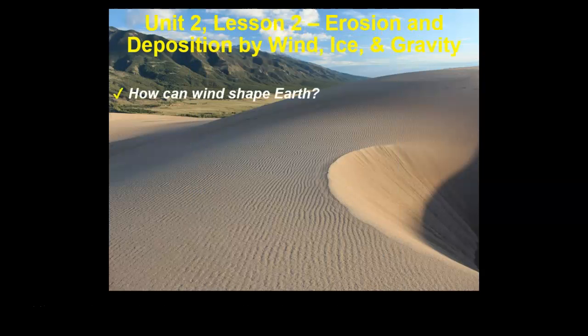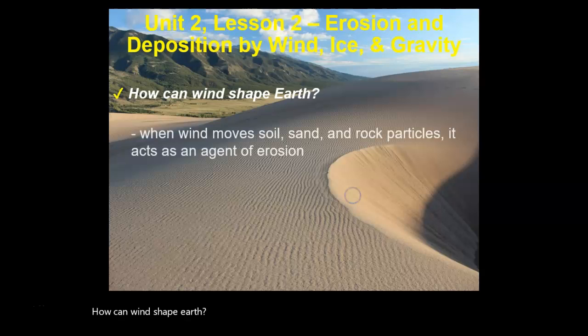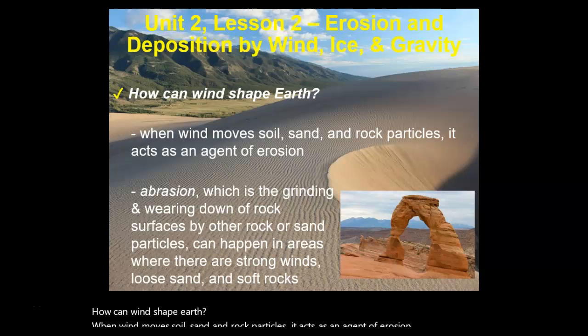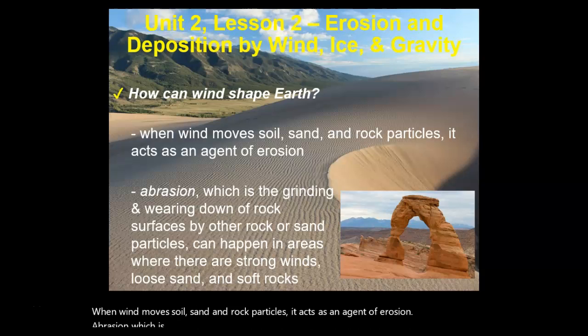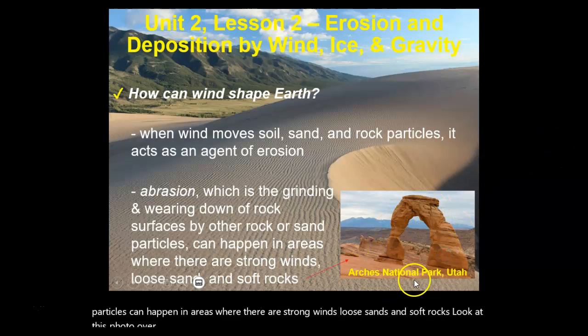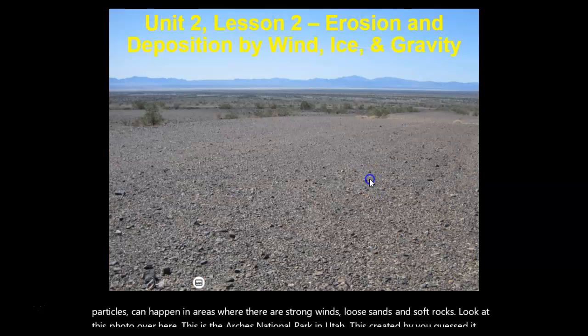How can wind shape Earth? When wind moves soil, sand, and rock particles, it acts as an agent of erosion. Abrasion, which is the grinding and wearing down of rock surfaces by other rock or sand particles, can happen in areas where there are strong winds, loose sands, and soft rocks. Look at this photo over here. This is the Arches National Park in Utah. This was created by, you guessed it, abrasion.